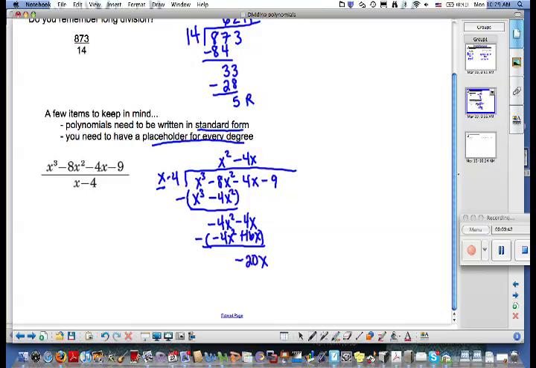20x. Bring down the negative 9. We need to multiply the x by negative 20, giving us negative 20x, and negative 20 times negative 4 is plus 80. When we subtract the entire thing, negative 20x minus a negative 20x cancels. Negative 9 minus 80 is negative 89. That is our remainder, so we write that as negative 89 divided by x minus 4.